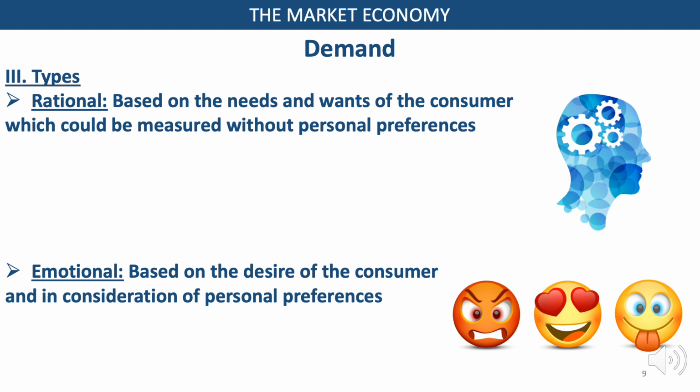Now, for demand, we have two types: rational demands and emotional demands. As they state, rational demands are decisions done without any emotional factor. It's just abstract, objective, and it's because you need it. Whereas the emotional demand is when you have a preference on something. For instance, the reason why you buy an iPhone and not a Samsung. This is an emotional demand.